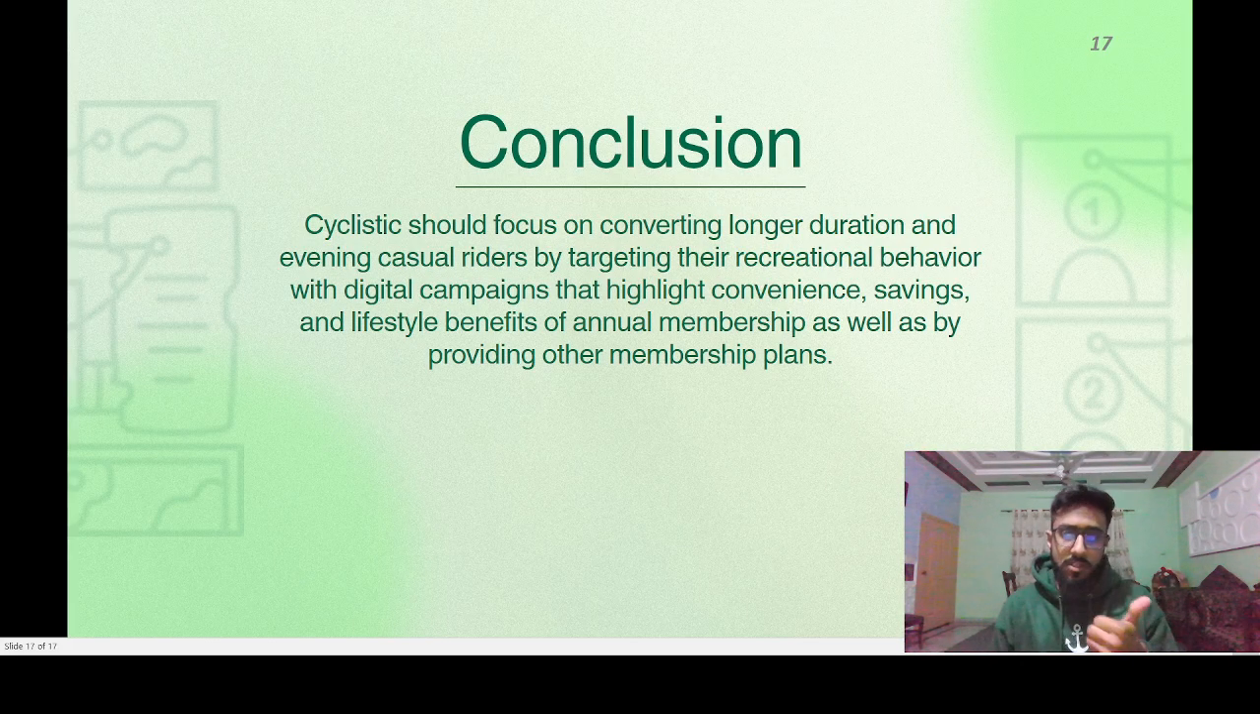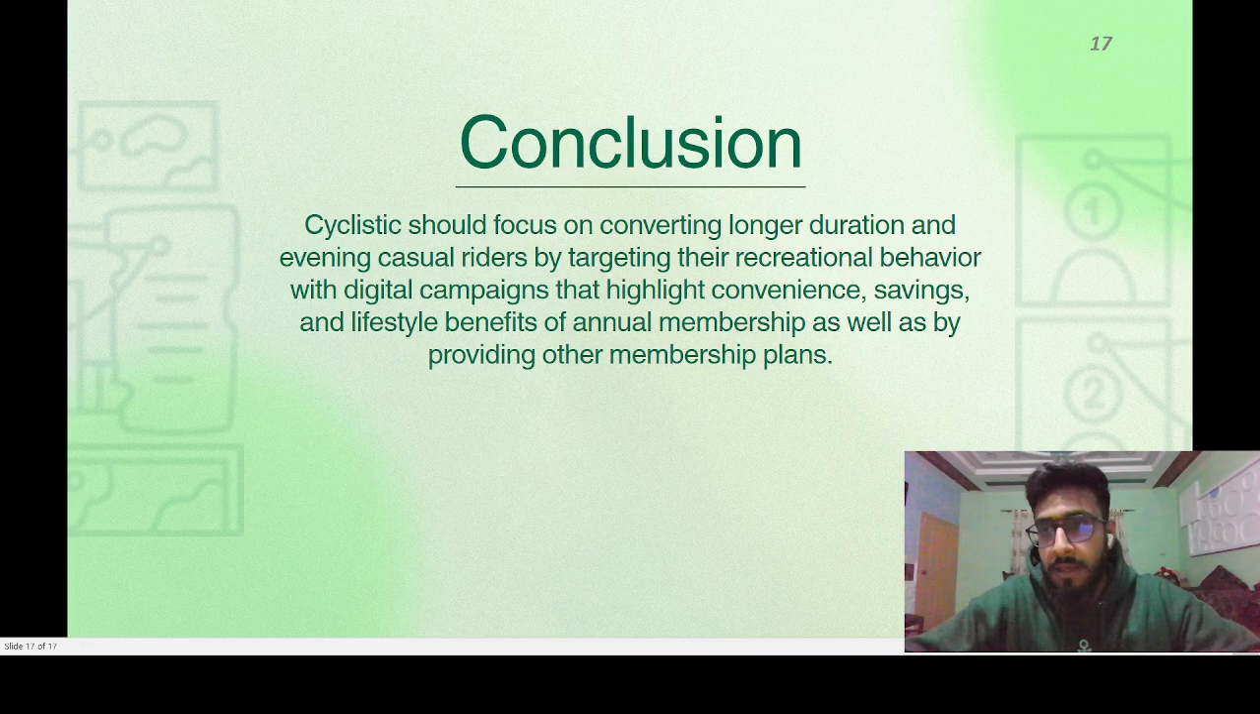So the first thing is to add a few things to their already existing annual membership, and the second was to create another form of membership that is not annual, that is seasonal or 4 months membership, right? So that's all for the analysis.